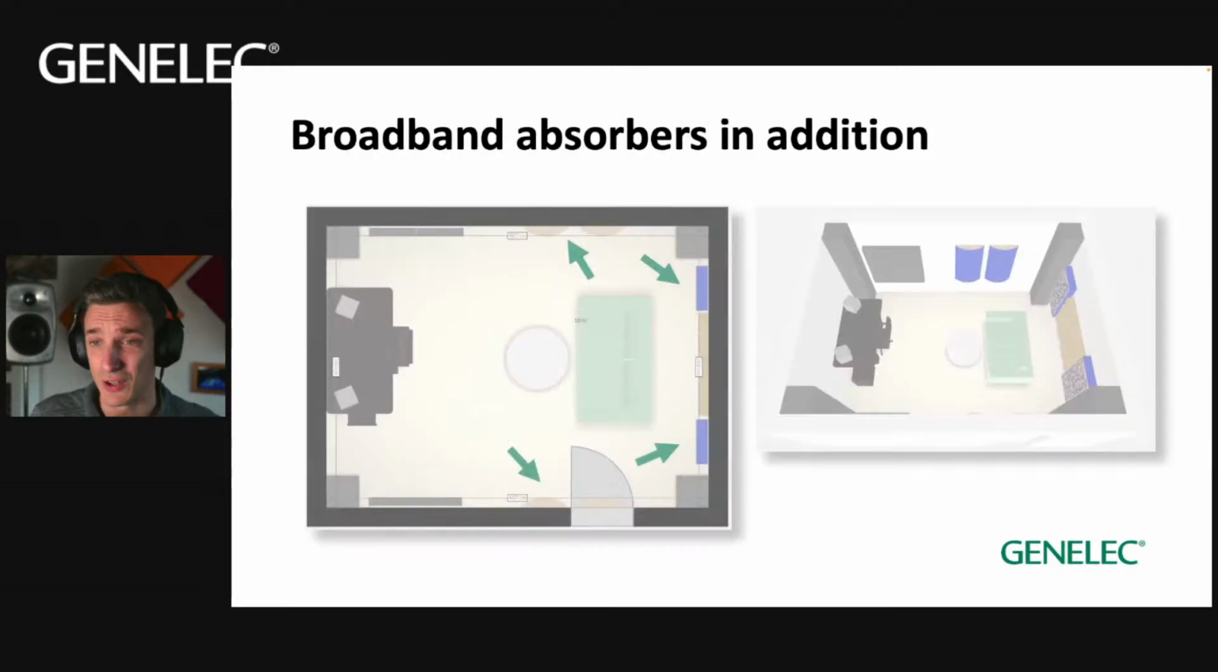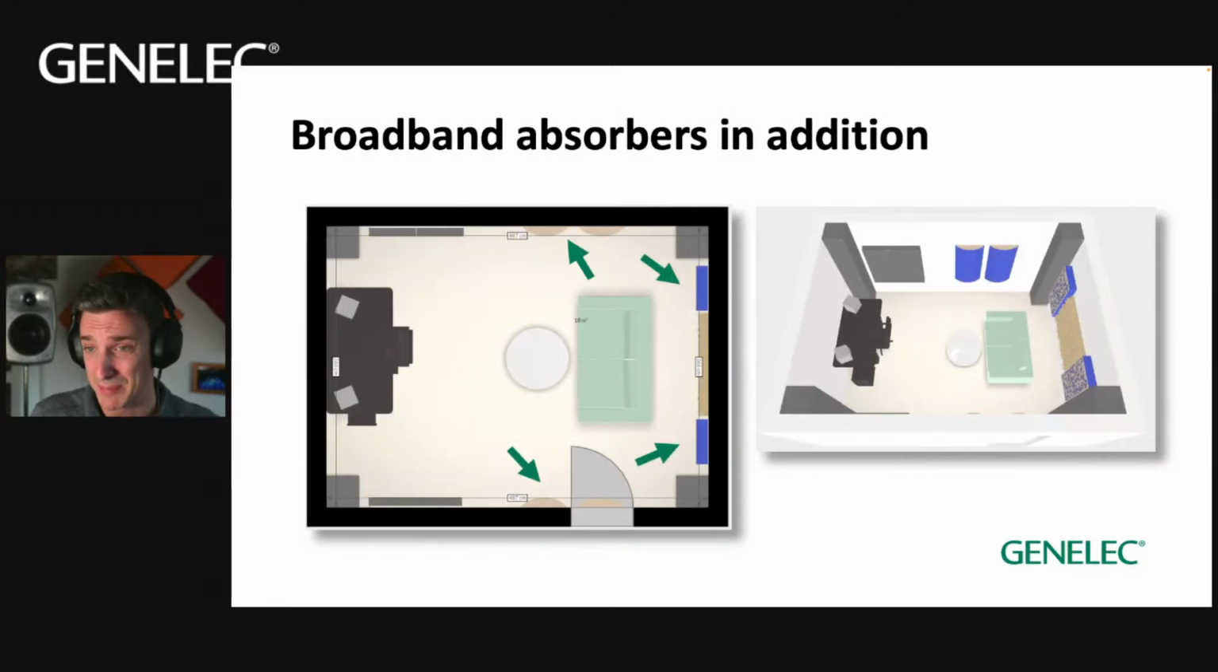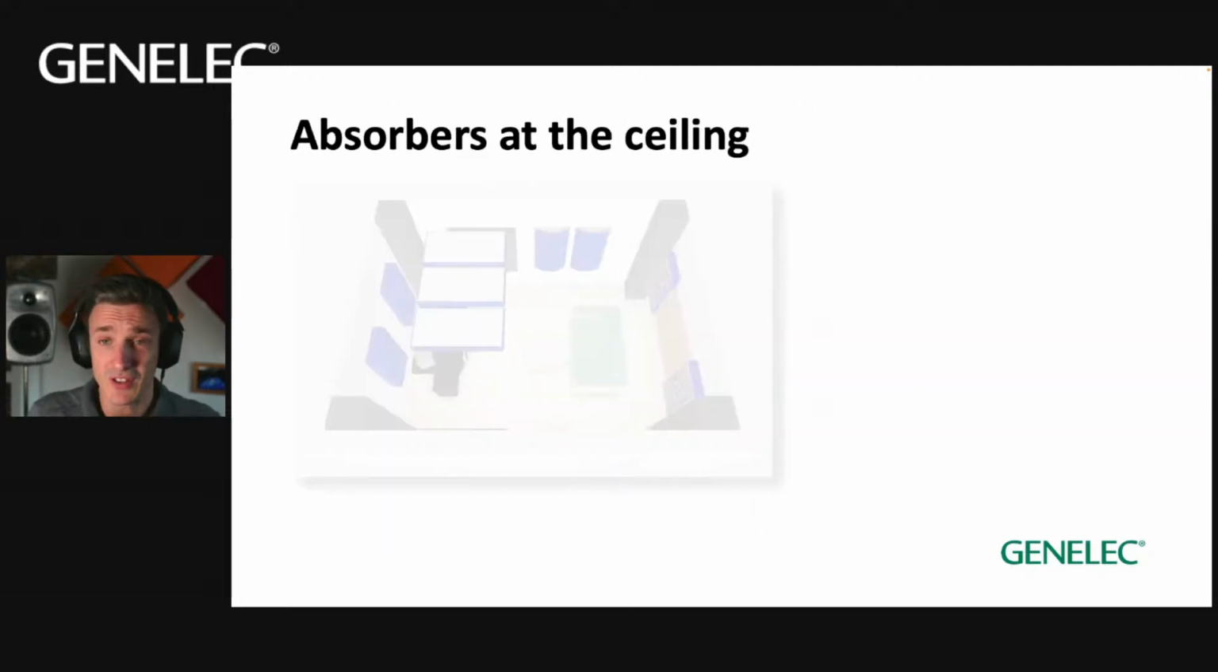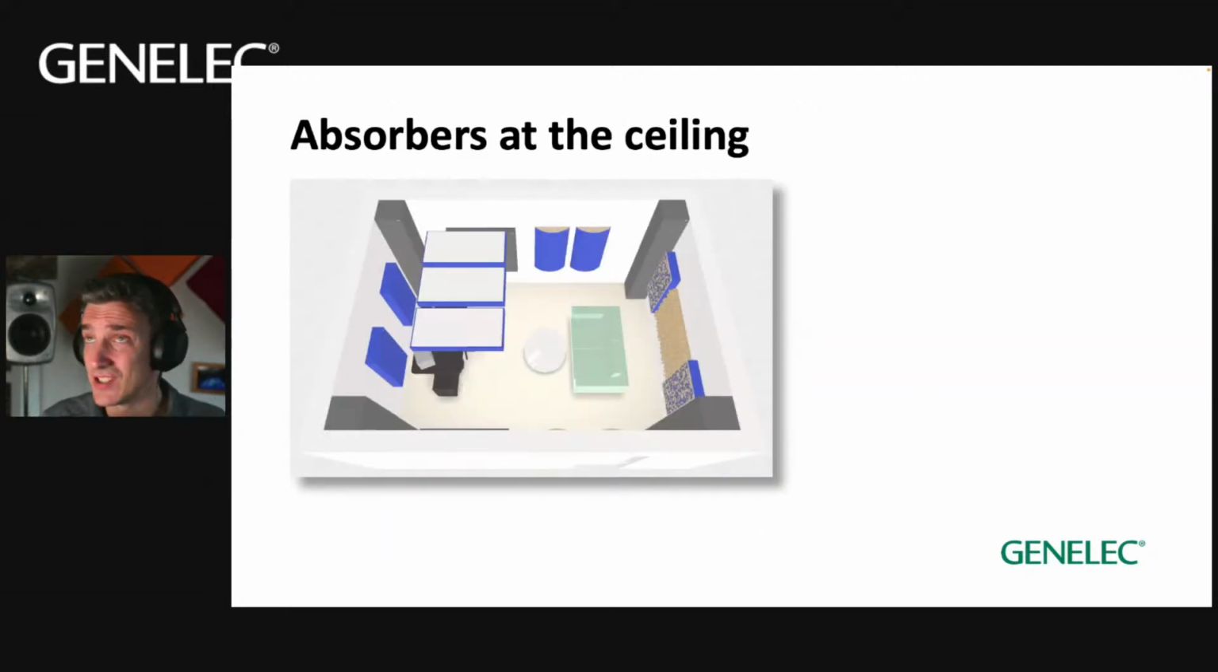For example, GIK is also usually using broadband absorbers at the other end of the room as well, just to further reduce the reverberation time in this range. And of course, always don't forget the ceiling. The ceiling is also a reflective surface and usually can be treated quite easily with standard absorbers.